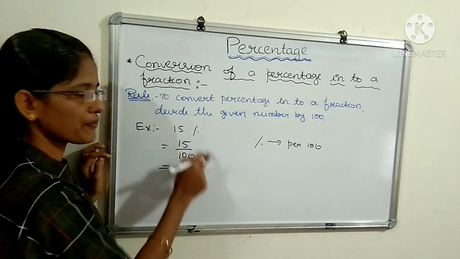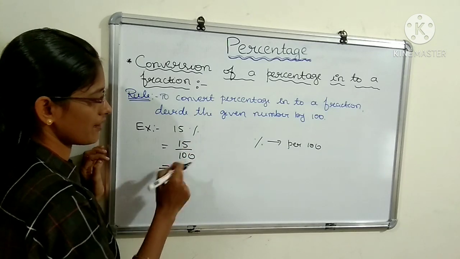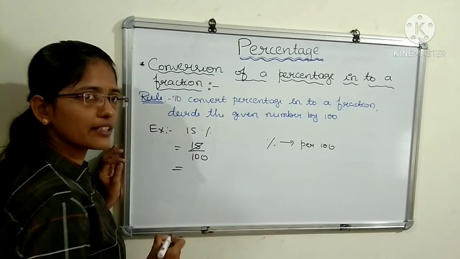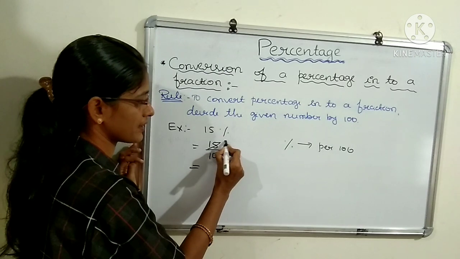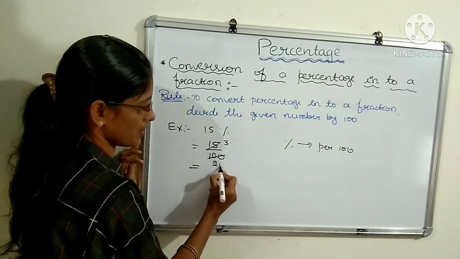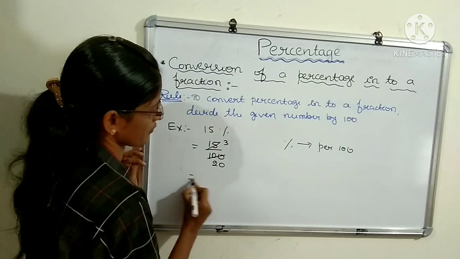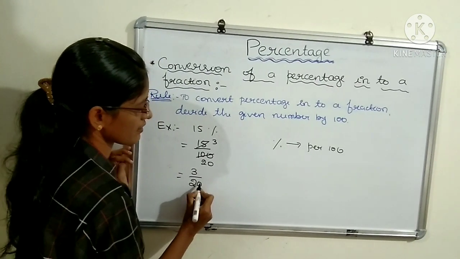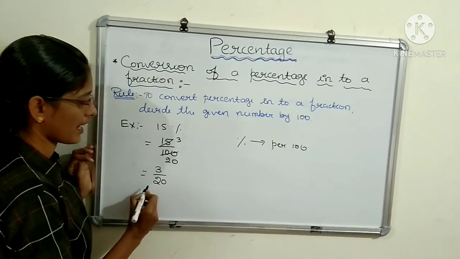So now you simplify this. 15 by 100. From the 5 table, we can simplify. 5 threes are 15, 5 twenties are 100. 3 by 20 is the simplest form of the fraction.